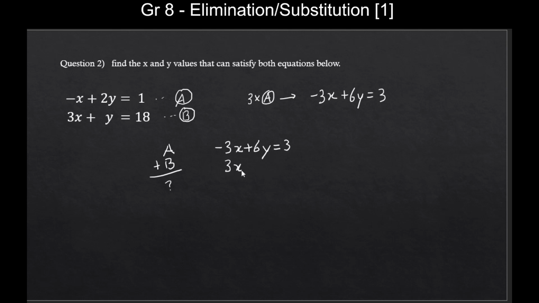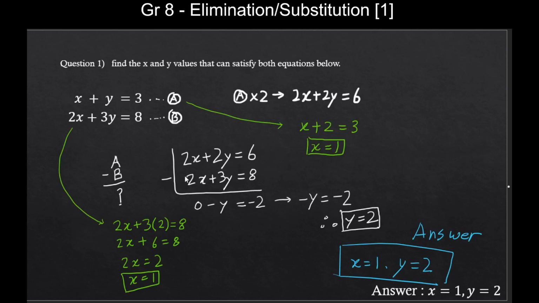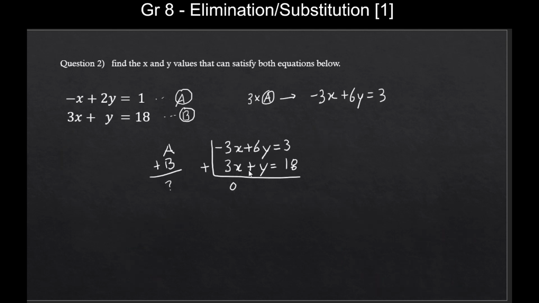I have the original 3x plus y equals 18. And what I'm gonna do this time is add them together. Now see what happens. Minus 3x plus 3x, what is that? That's 0. I eliminated it. Before I subtracted to make this 0, but this time I added them to make this 0.